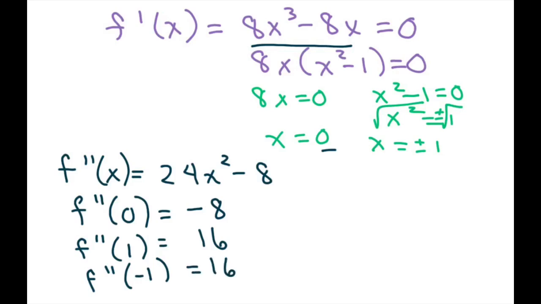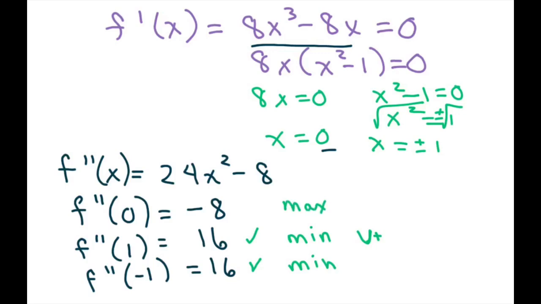So, since these two are positive, that means these are relative minimums. Remember, if it's positive, it's a minimum because the slope is tending up. After this point, we're going up. And since we have negative 8, that means that that's a relative maximum.